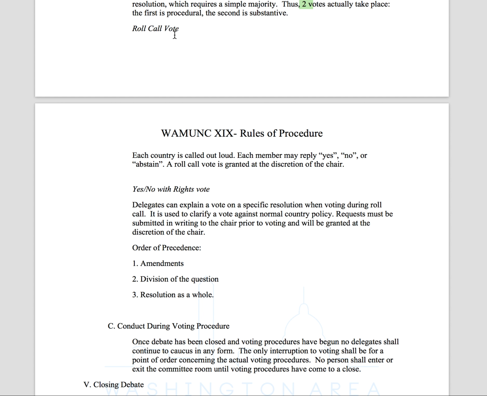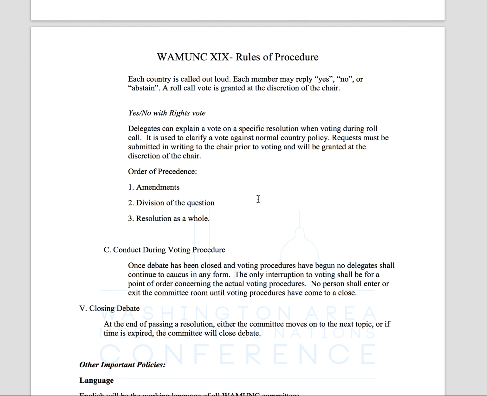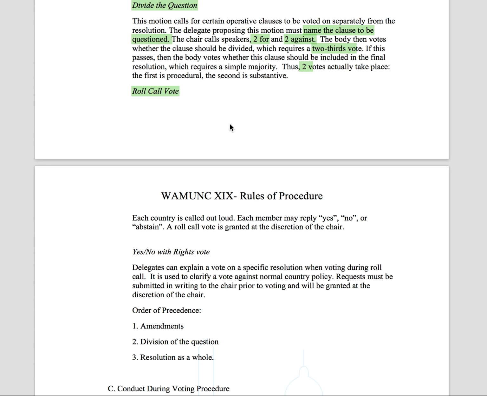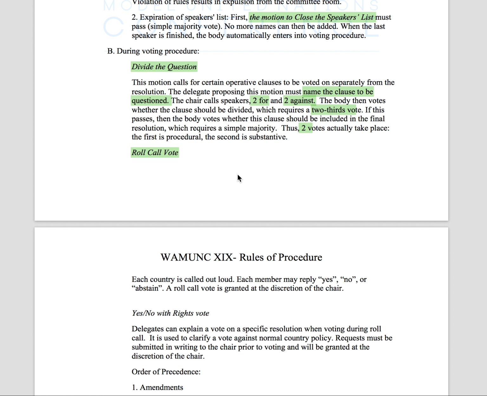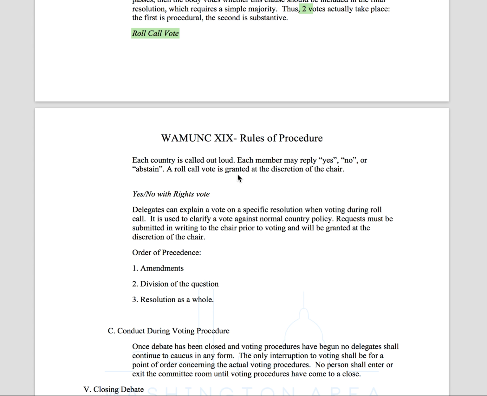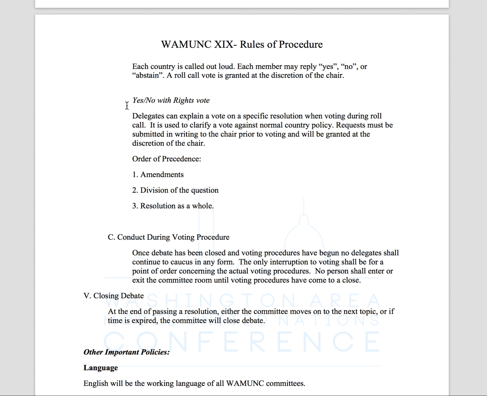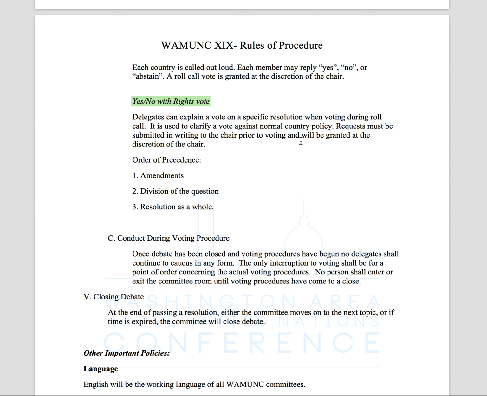Then you have roll call vote, where each country is called out loud and each member replies yes, no, or abstain. If you said present and voting, you can't abstain. If you said present, you can abstain. And so you can motion for a roll call vote, I think. I don't know if that's normally that they do a roll call vote or if you can motion. So that I'm not totally sure. I'm just going to be frank with you there. And then you can do yes or no with rights vote. A delegate can explain a vote while voting. Okay, so usually I guess it's roll call normally.